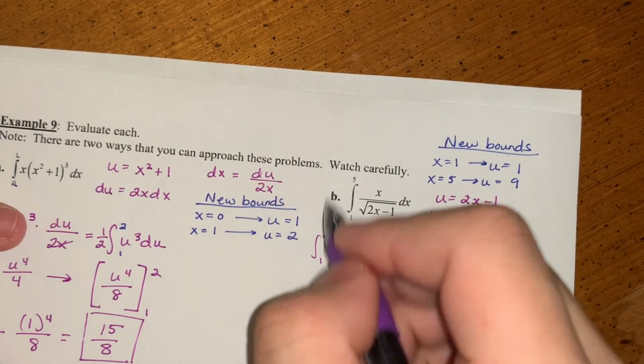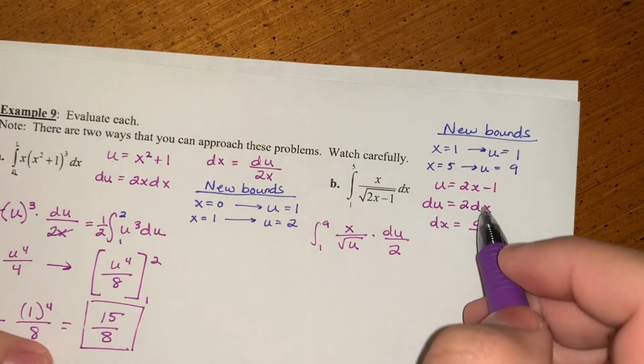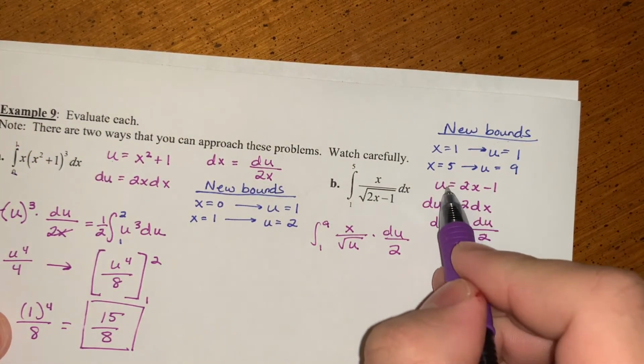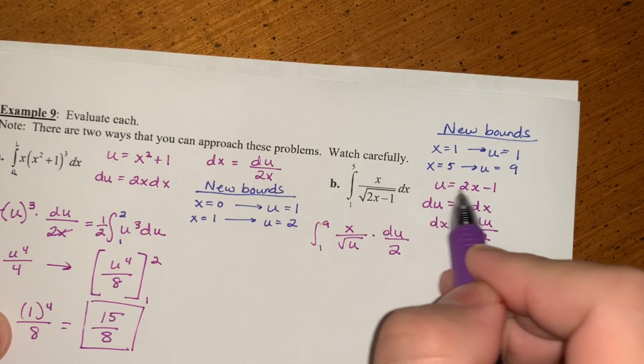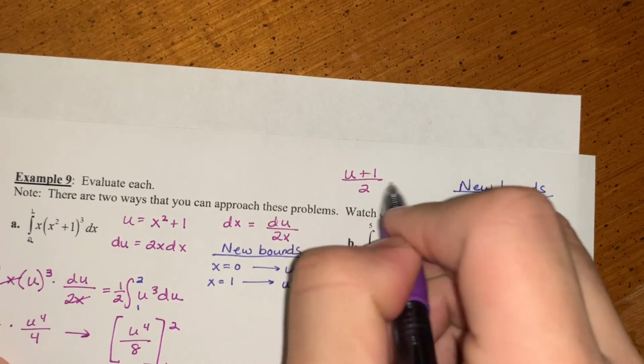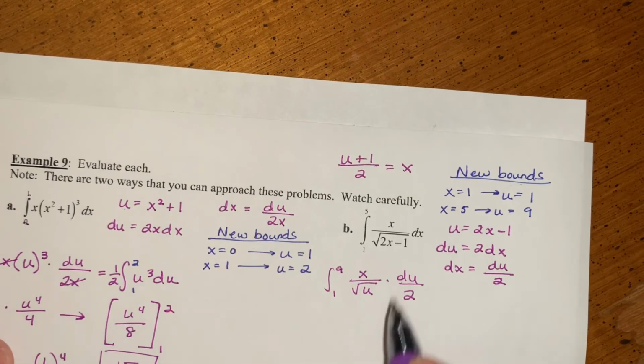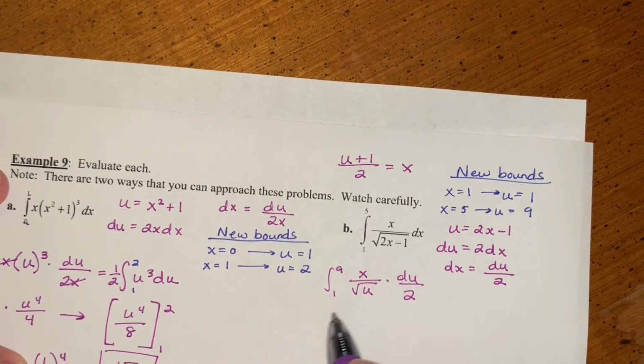I haven't done this problem in class, so I wasn't able to quickly anticipate. But in order to get x by itself here, I've got to add 1, divided by 2. So I know that u plus 1 over 2 is equal to x. So that's what I'll substitute back into this. Ugh, this is going to get ugly. No, it's not that bad.